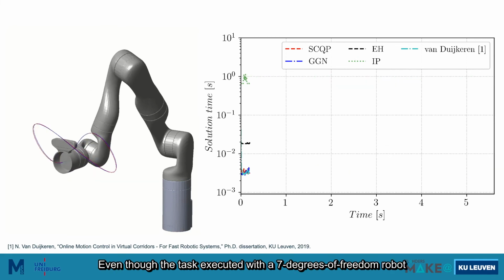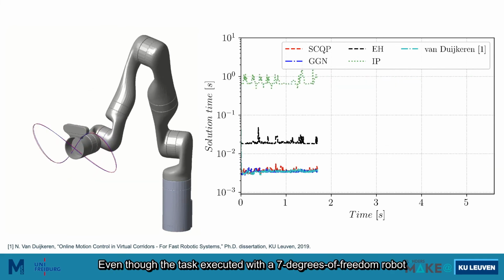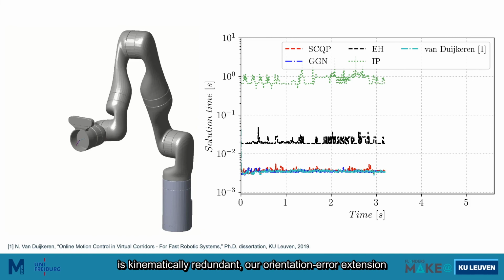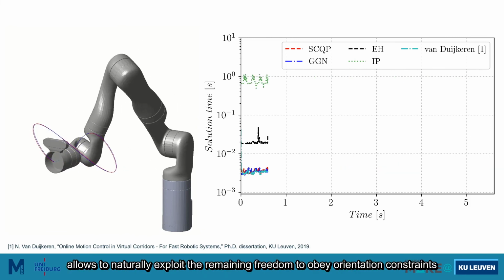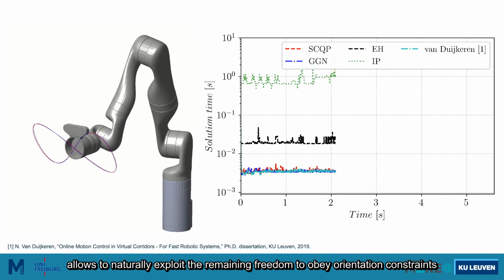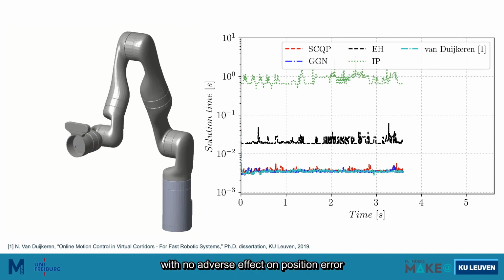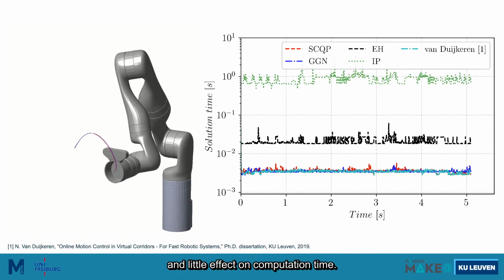Even though the task executed with a 7 degrees of freedom robot is kinematically redundant, our orientation error extension allows us to naturally exploit the remaining freedom to obey orientation constraints with no adverse effect on position error and little effect on computation time.